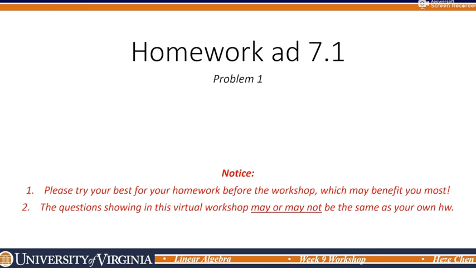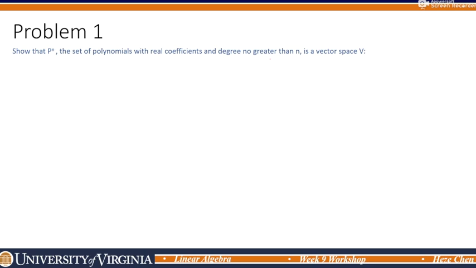This is problem 1 for homework 7.1. Show that Pn, the set of polynomials with real coefficients and degree no greater than n, is a vector space V.